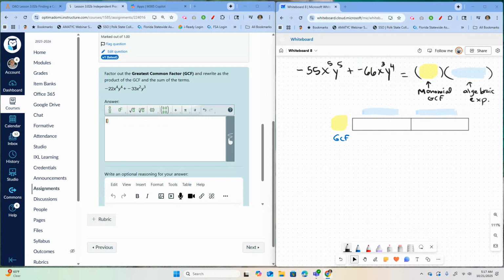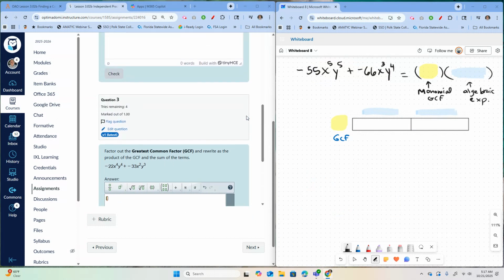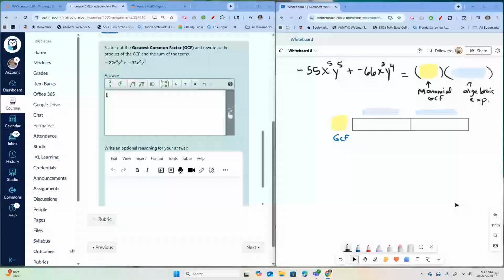All right, here's problem number 3. A similar one. They gave us this algebraic expression, so I'm going to take all of this and write it as a multiplication. That's why you see the 2 parentheses. I'm going to take my algebraic expression and put it inside the box here. So that's what I'm going to put in here: negative 55, x to the 5th, y to the 5th, and then here negative 66, x to the 3rd, y to the 4th.